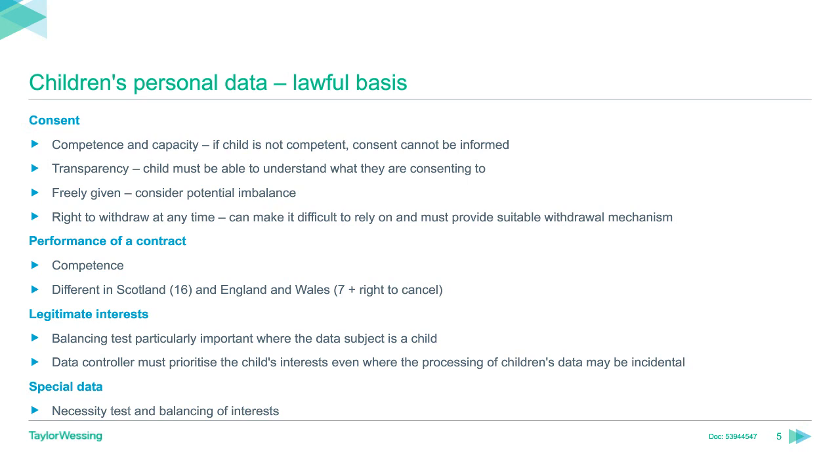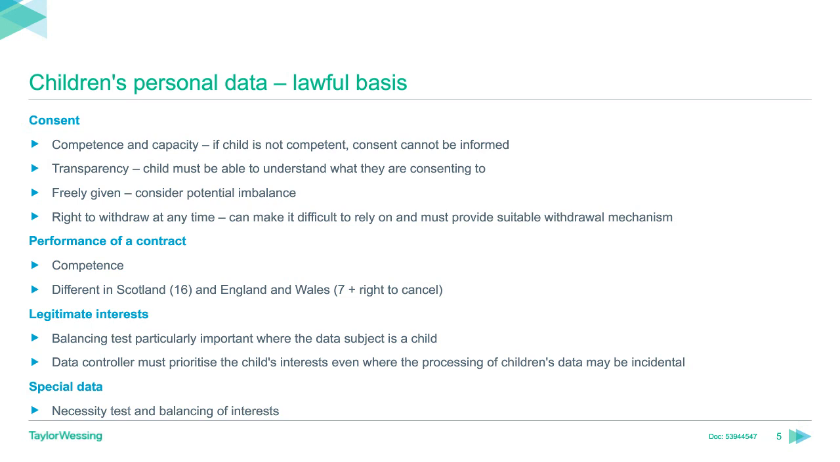Now, if you're relying on the lawful basis that processing is necessary for the performance of a contract entered into by the child, again, competence is the main issue. In Scotland, for example, children under 16 have no capacity to enter into contracts. The general rule in the rest of the UK is that children over the age of 7 can enter into contracts, but they can also effectively cancel the contract at any time. And if that happens, then there's not going to be a lawful basis for ongoing processing.